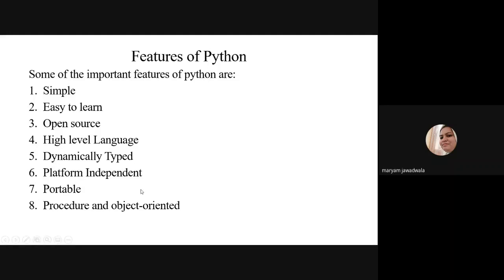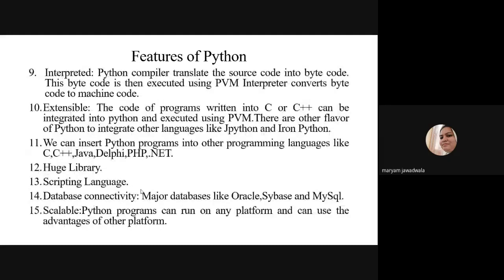As I already told you, it combines the features of C and Java language both. Next feature, Python is an interpreted language. A Python program code is known as source code, right? And after writing a Python program, we should compile the source code using the Python compiler. Okay, and the bytecode is then executed using PVM, the interpreter converting bytecode to machine code.